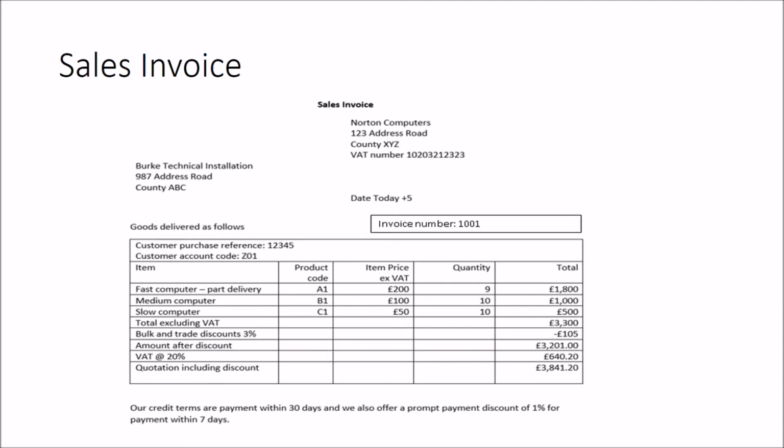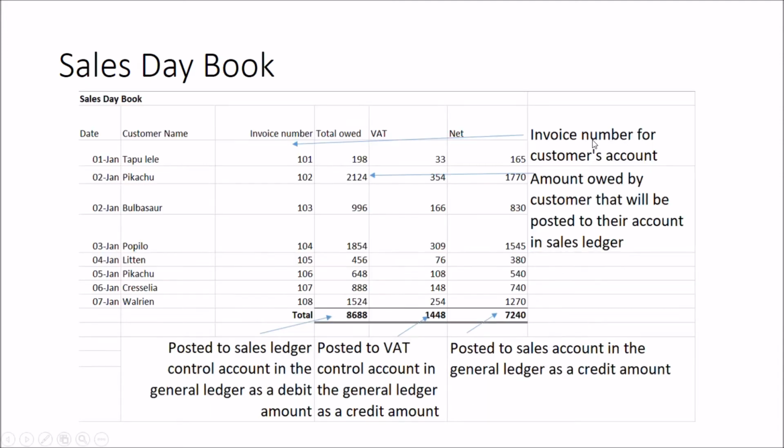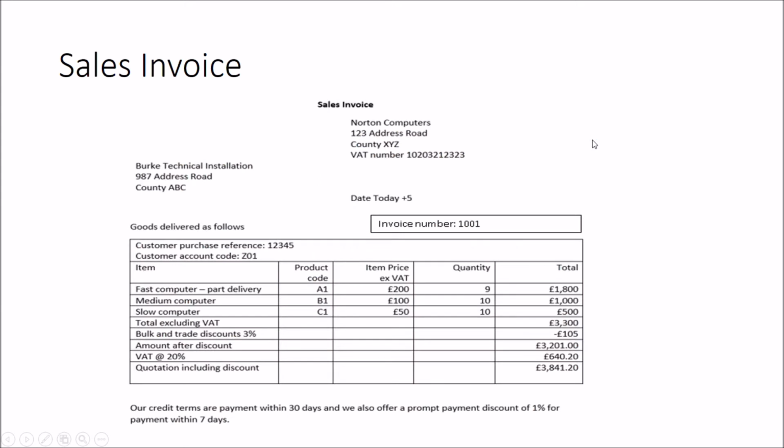The sales invoice includes the VAT number of the company, and allows HMRC to track where the VAT has been paid and who they should receive it from. The sales invoice for the seller is the purchase invoice for the buyer. So this looks like a sales invoice here. You see it's called sales invoice and it's from here. So in this instance, for Norton Computers, it's the sales invoice. For Burke Technical Installation, it's actually the purchase invoice.